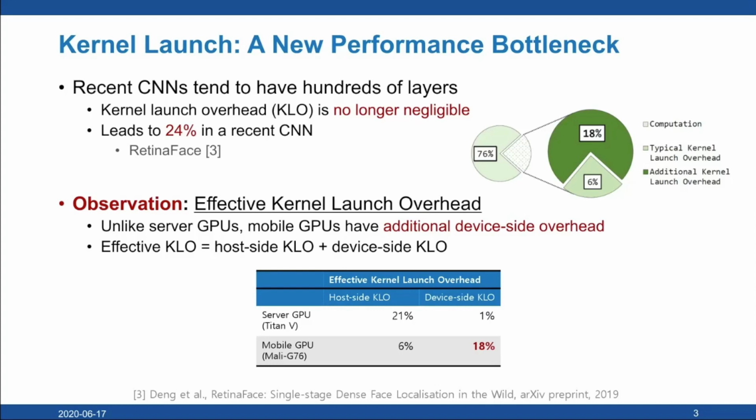For example, in RetinaFace, a recent CNN of our interest, the overhead leads to even 24%. Among this 24% overhead, the well-known host-side overhead only accounts for 6 percentage points, and the other 18 percentage points account for the device-side overhead, such as work item creation. We call the kernel launch overhead, including this device-side overhead, effective kernel launch overhead.